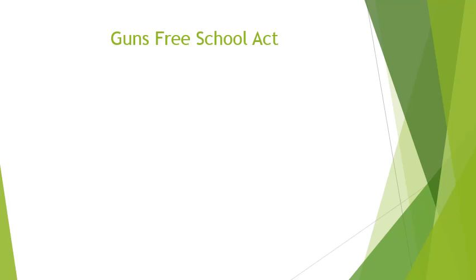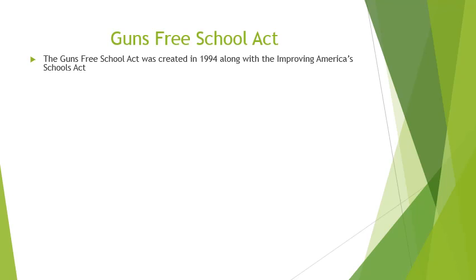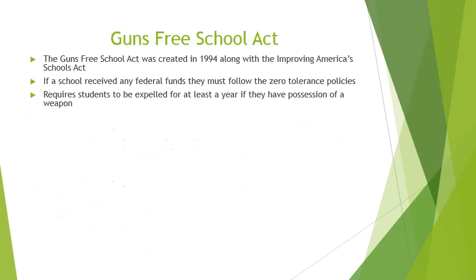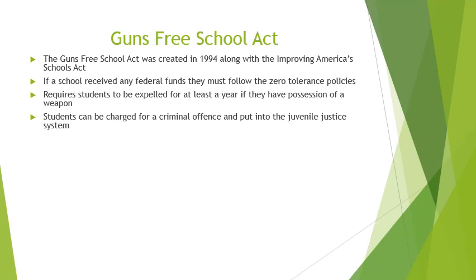The Guns Free School Act was created in 1994 along with the Improving America Schools Act. The act entails several requirements for all public schools. For example, if a school received any federal funds, they must follow the zero tolerance policies included with the act. This act also requires students to be expelled for at least a year if they have possession of a weapon. And students can be charged with a criminal or juvenile offense and put into the justice system. The act does conform to IDEA and can adjust the amount of time spent in expulsion, but there is still harsh punishment for students involved, including those with disabilities.